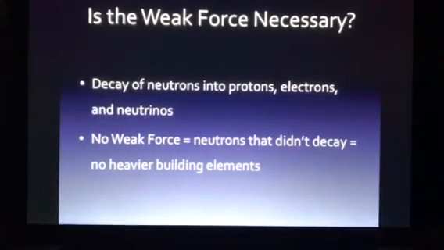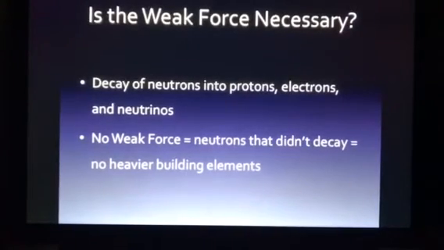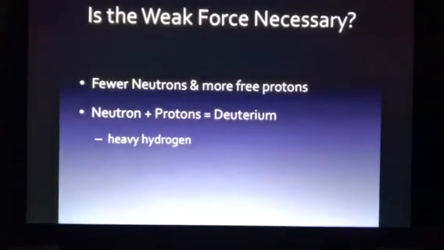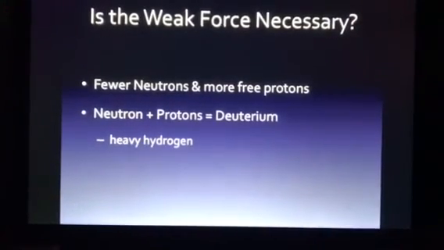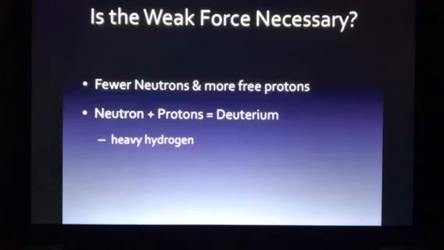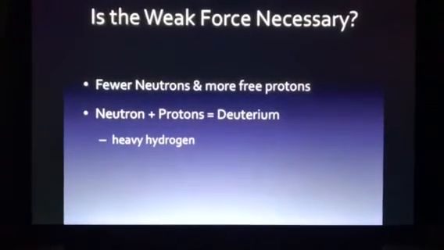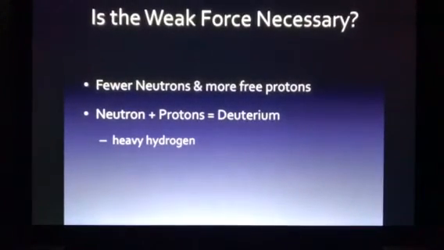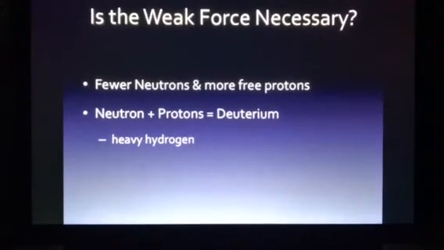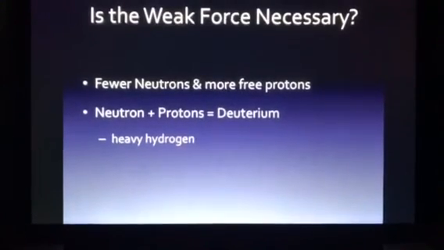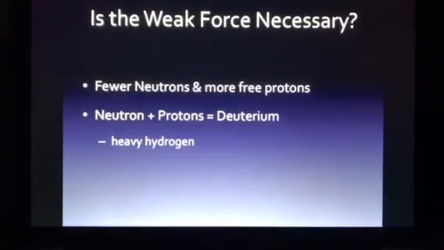Without the weak force, neutrons wouldn't decay, and then the heavier elements wouldn't be created. But in the hypothesized theory that I read, they mentioned that without the weak force, the heavier elements would be able to be made if our universe had started with more free protons and fewer neutrons. The neutron and proton mix would create deuterium, which is known as a heavier element.